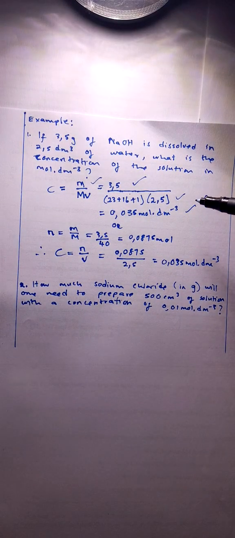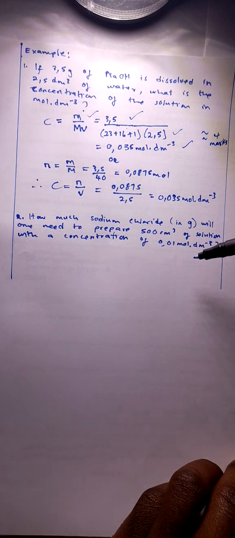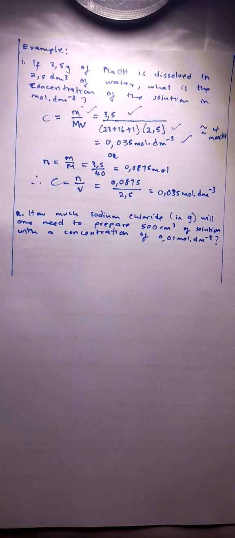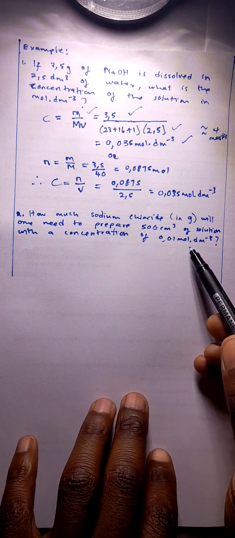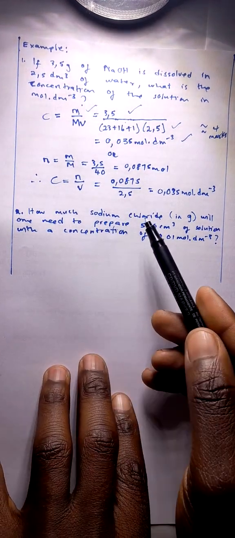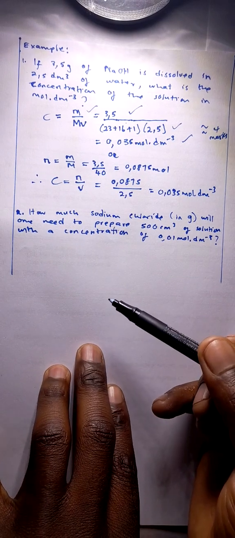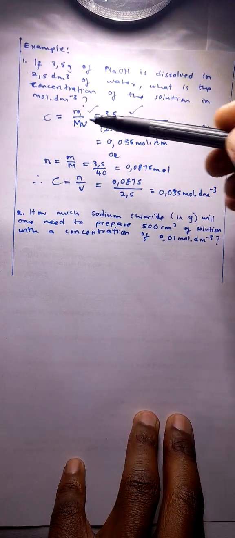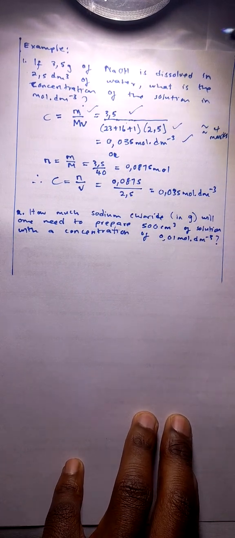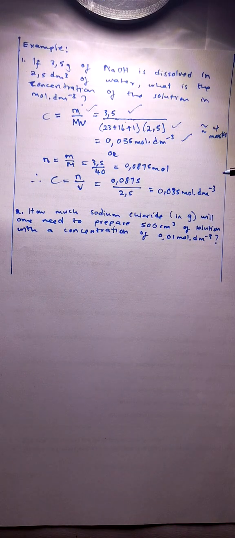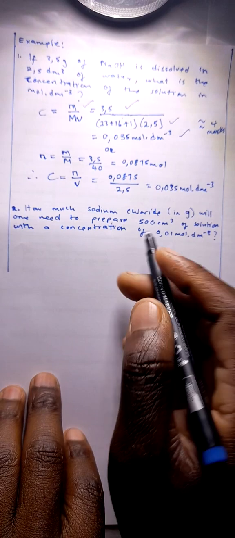so the next question says, how much sodium chloride in grams will one need to prepare 500 cubic centimeter of solution with a concentration of 0.01 mole per cubic decimeter? You see, this concentration is known, so it's our standard solution. But anyway, how much sodium chloride in grams? Remember, guys, you are not always going to be asked directly to calculate the concentration. Sometimes they will say calculate the molar mass, calculate the volume, calculate the mass, depending on the type of question given to you. Now, let's calculate the mass now.